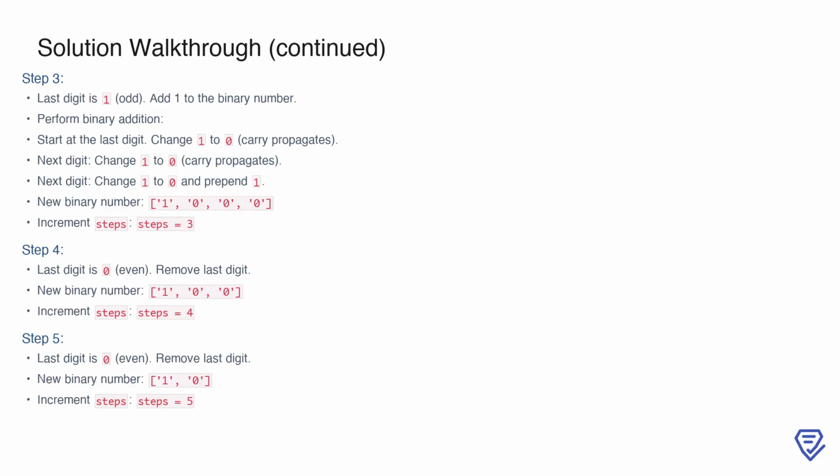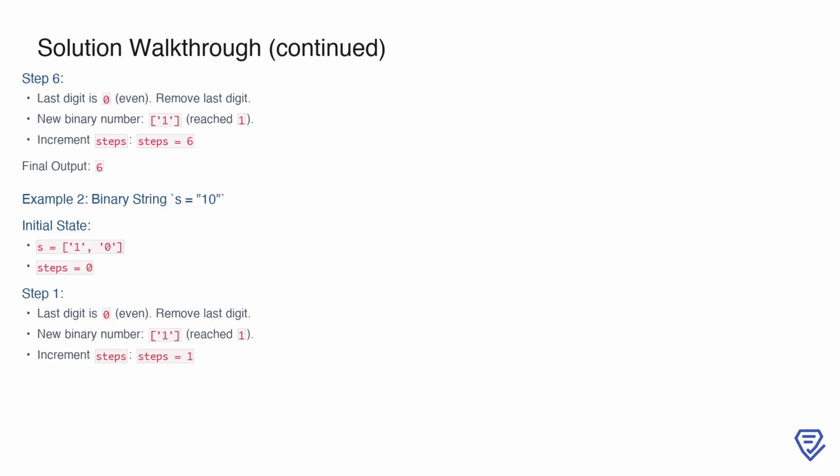In the fourth step, the last digit is now 0, which is even. We remove the last digit, and the binary number becomes 1, 0, 0. Incrementing the step count gives us steps equals 4. In the fifth step, the last digit is still 0, so we remove it again. The binary number is now 1, 0, and we increment the steps to steps equals 5.